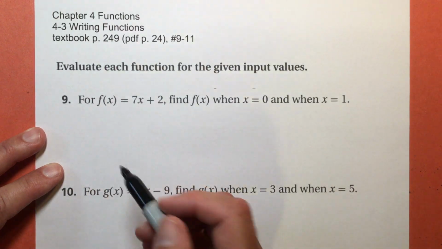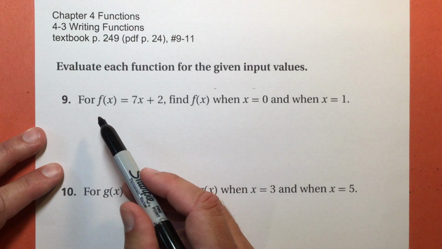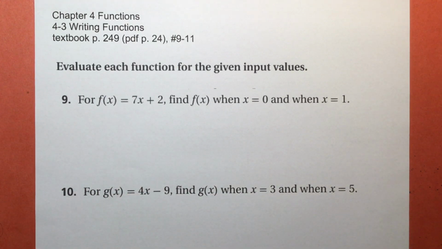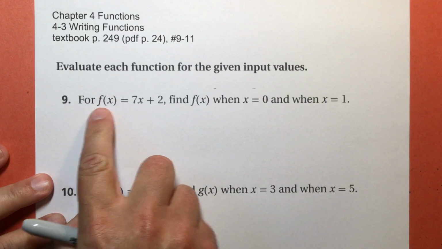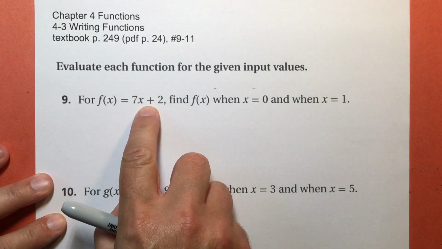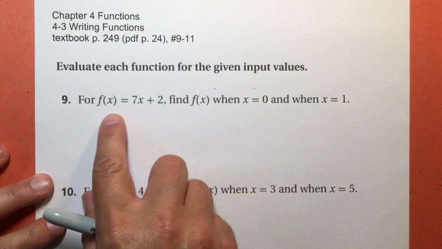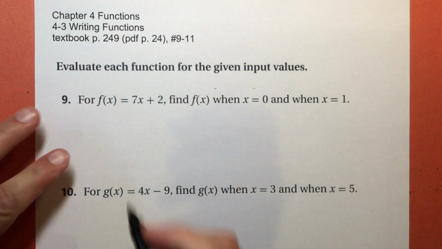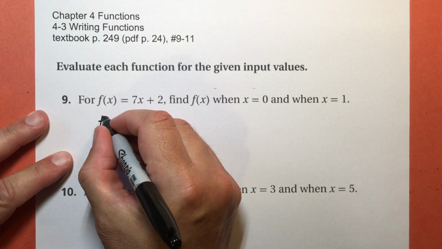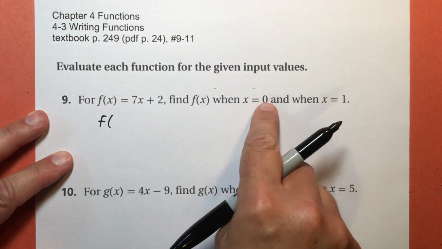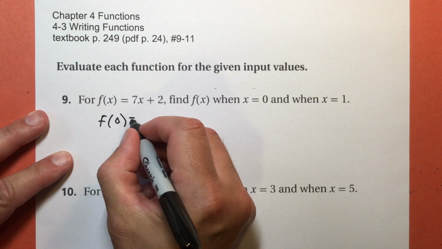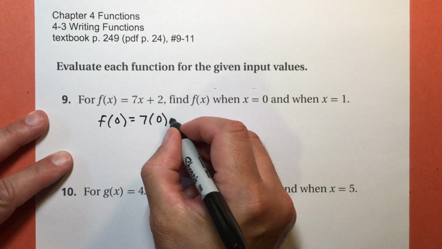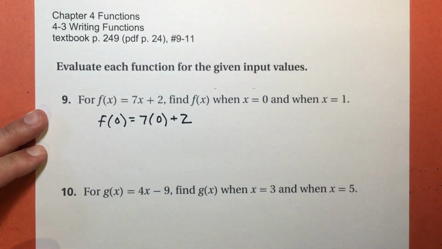Like I explained in the previous video, with a pencil, I would put parentheses around the x, erase the x, and then drop that 0 in there. The end result, since I'm using my Sharpie, is I want to find f of 0 when x equals 0. So I do f of 0 equals 7 times 0 plus 2. I just replaced the x with a 0. That's called substitution. That's a skill you're going to be learning.